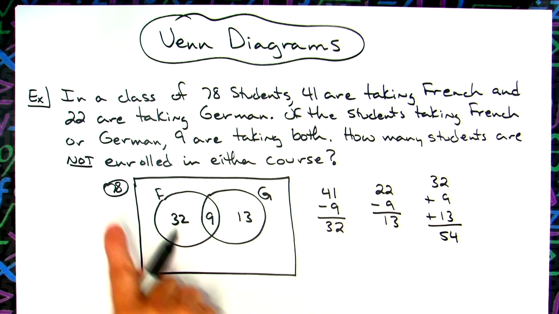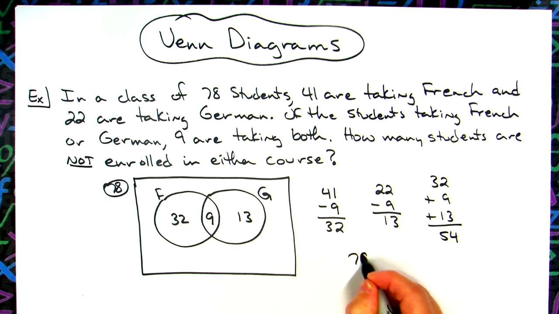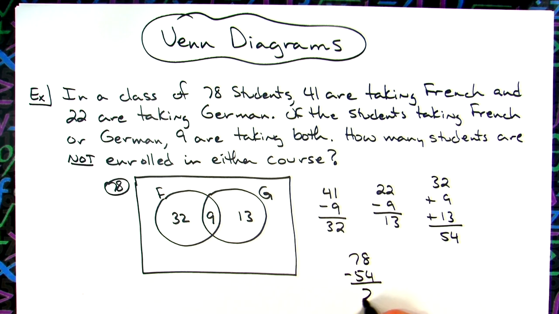So now total number of students is 78 minus 54. That's going to leave 24 students. So in here would be 24 students that are not enrolled in either course. So pretty straightforward. It's an easy way to organize your information. All right, Venn diagrams just work really nicely on a setup like this.